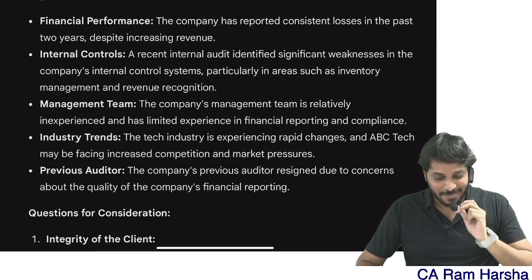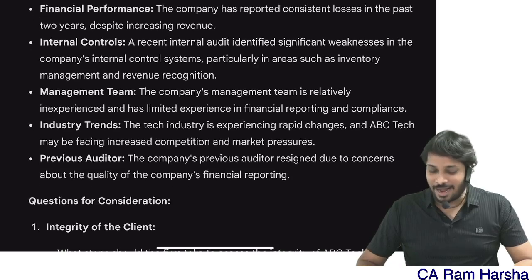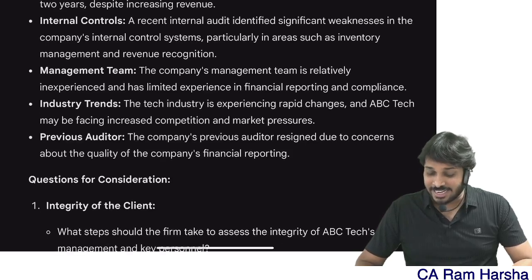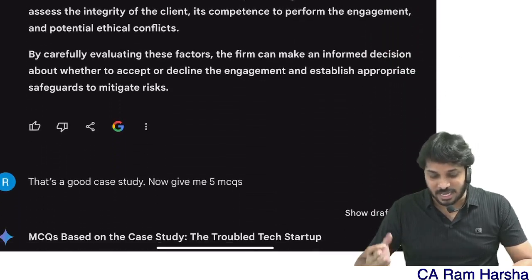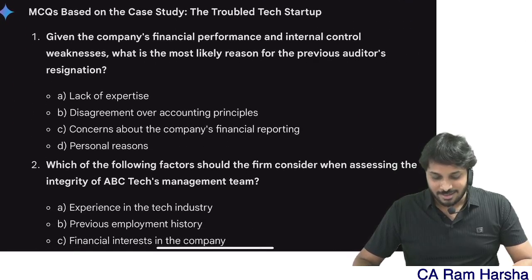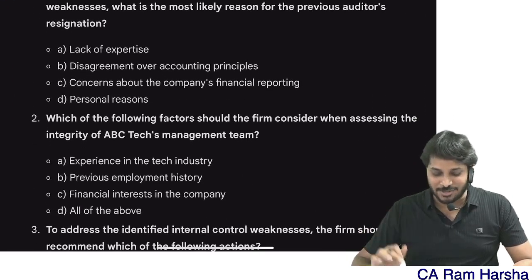Correctly. So financial performance is like this. Internal control is like this. Management team, the company management team is relatively inexperienced. Industry trends, the tech industry is experiencing rapid changes. The previous auditor resigned due to concerns about the quality of the company's financial reporting. But the answer is there. Concerns about company financial reporting. Correct? Options. That's an easy question.